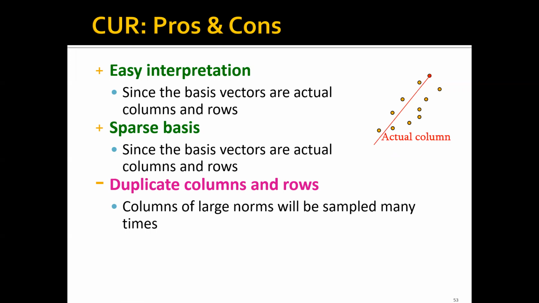The second advantage of CUR is the sparse basis, since the basis vectors are actual columns and rows from the sparse input matrix A. And one of the disadvantages of CUR is that there might be duplicate columns and rows. This is because the columns of large norms will be sampled many times. But this issue is easy to solve actually.